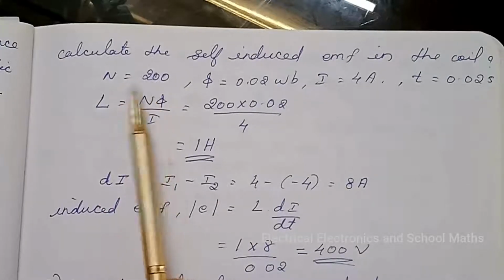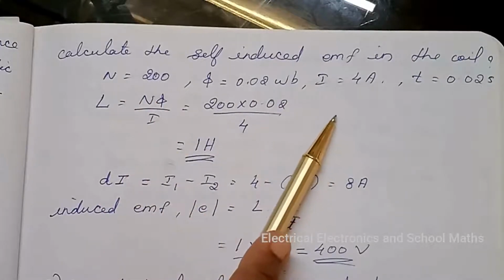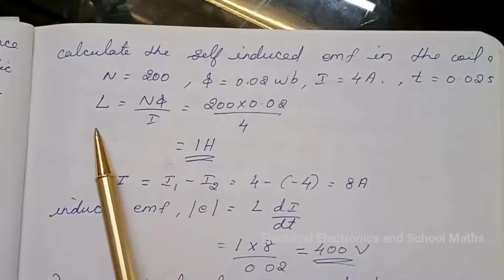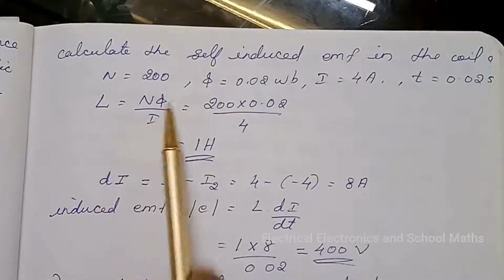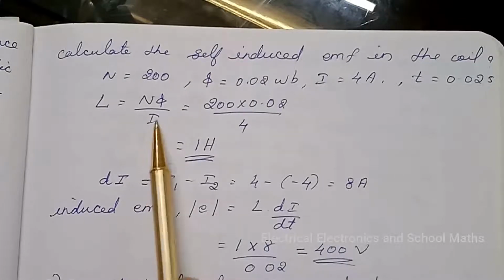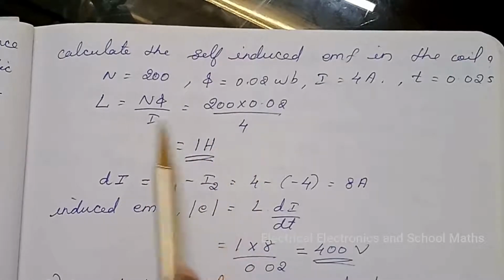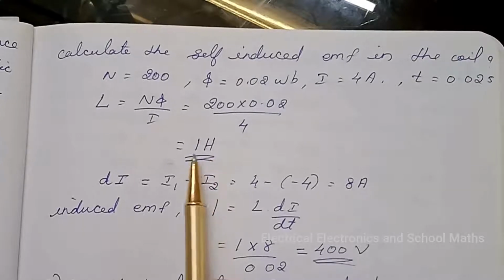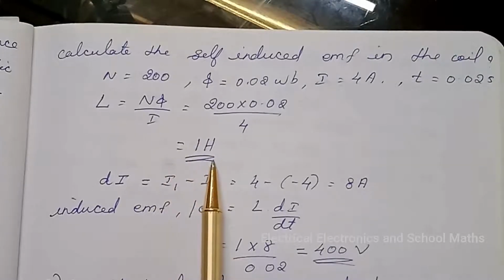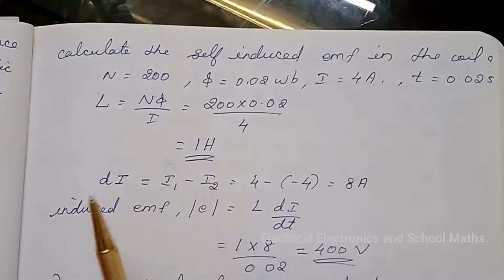First, write down the given data. The first question is to find the inductance of the coil, that is L is equal to N phi by I. All the data are given and we get the inductance as 1 Henry. The unit is very important in all the problems.